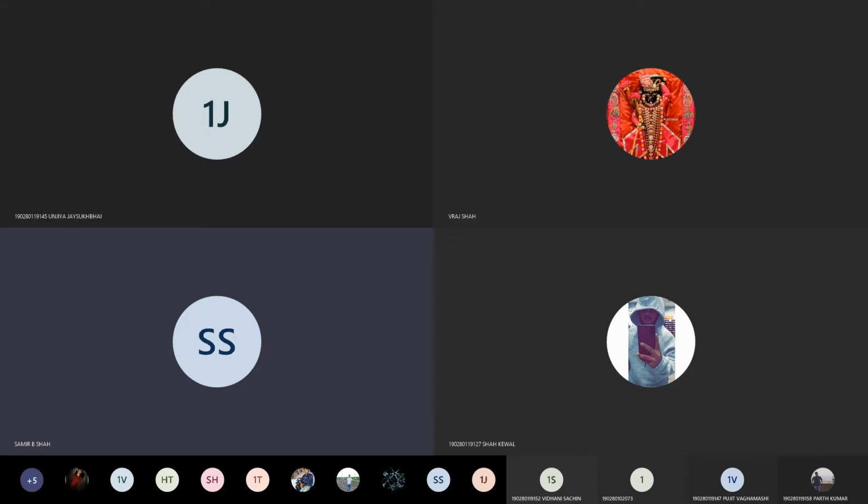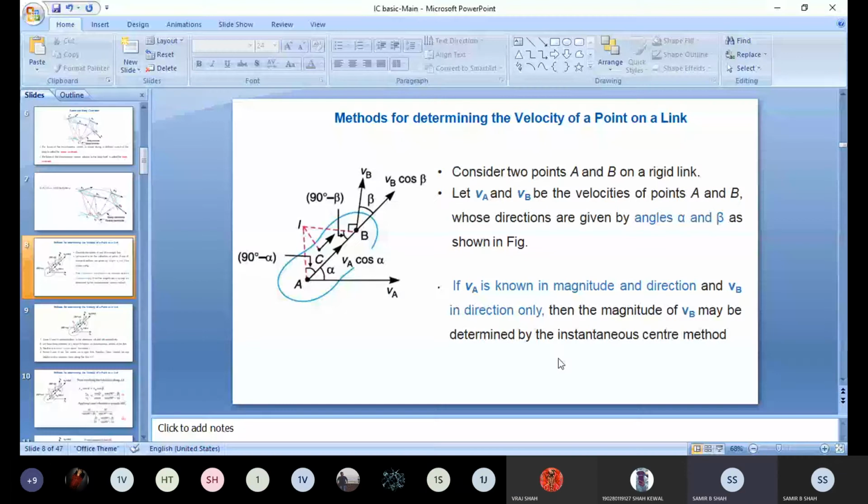Methods for determining the velocity of a point on a link. Already we discussed space and body centers. What is the importance of the instantaneous center method, how do we implement it, where do we utilize it, and what is the objective of the instantaneous center method and where it may be used.